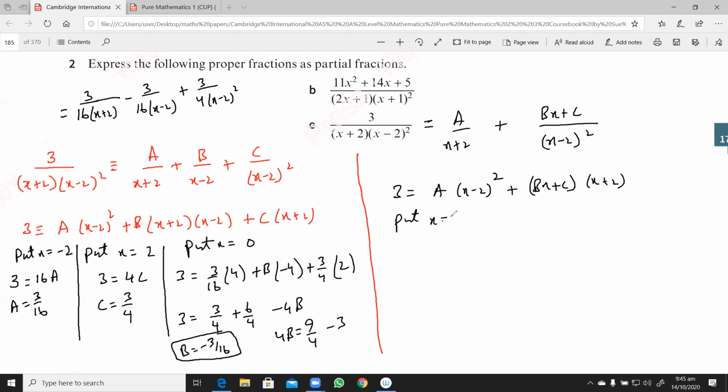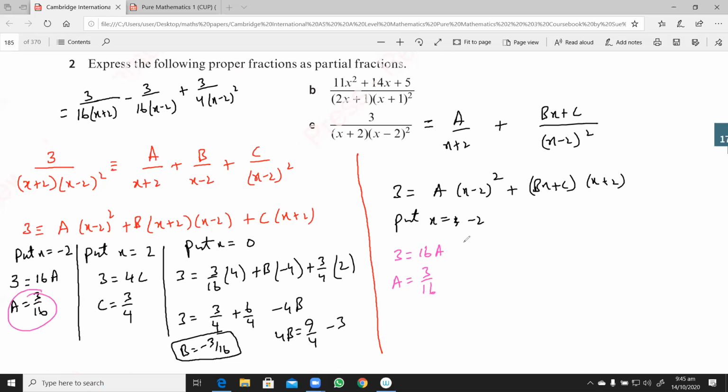I'll start by putting x equal to 2. No, x equal to minus 2. When I put x equal to minus 2, so I have this a. You will be surprised to see that this a is going to be same. So minus 2 minus 2 is minus 4, square is 16. So this is 16a. So your a is 3 over 16. So you see that both the a's are same.